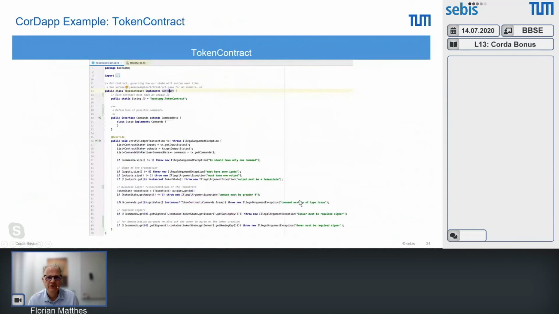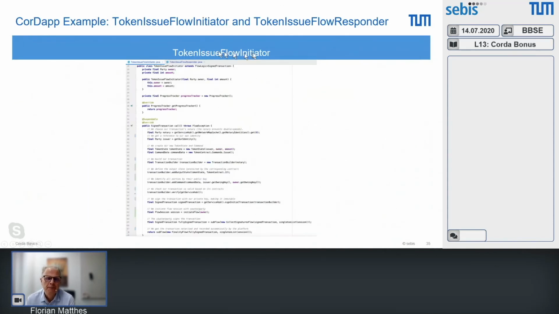So therefore we now have a token issue flow initiator, which is the party of the initiator who creates this flow to issue a certain amount of coins. Again, you would say a token issuer flow initiator is a flow logic, and the flow logic is a type. It has a type parameter because we know that the flow logic produces a certain result.